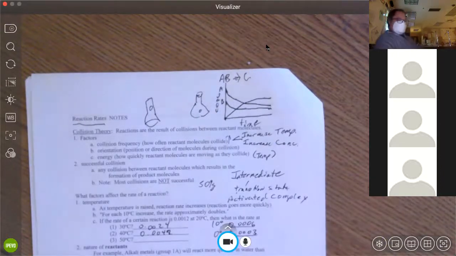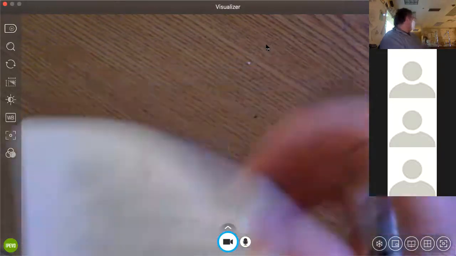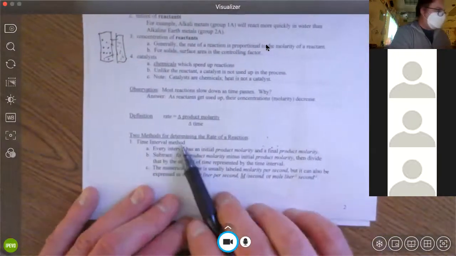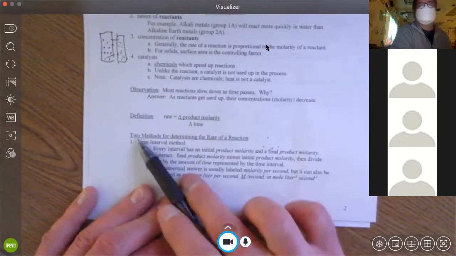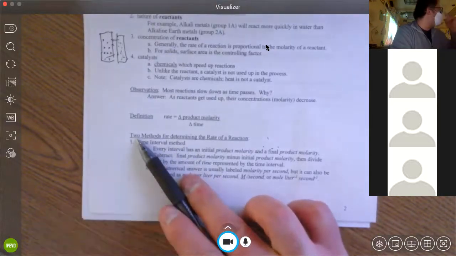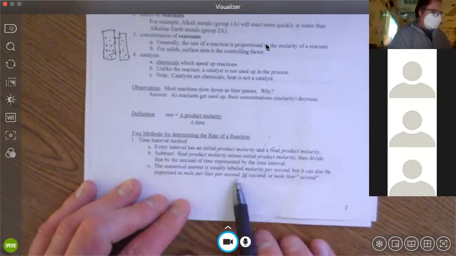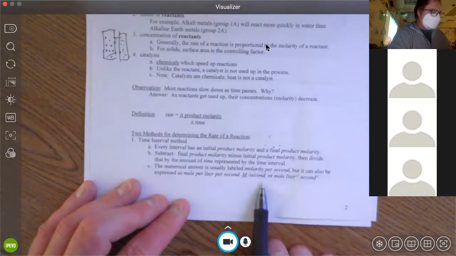Let me ask you this. Why is it always weird to do change in reactant concentration? Because it's negative. Yeah, the rate for that would be negative, wouldn't it? But the products are increasing as time goes on, so that rate is positive. So that's where we start out. As we said, it starts out easy. We will start out with the time interval method. We probably won't go with the instantaneous tangent method. So we need concentration, which is molarity per second.